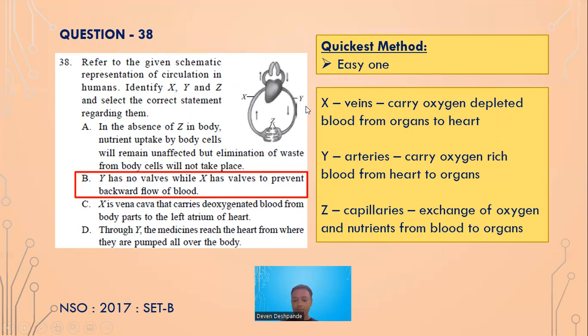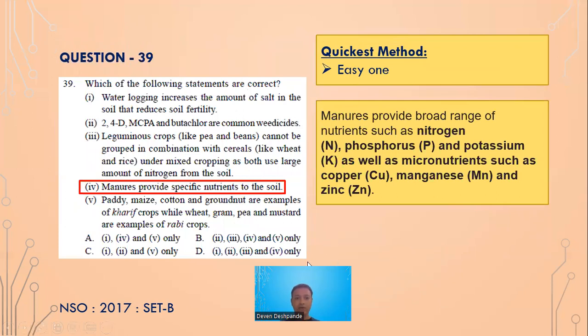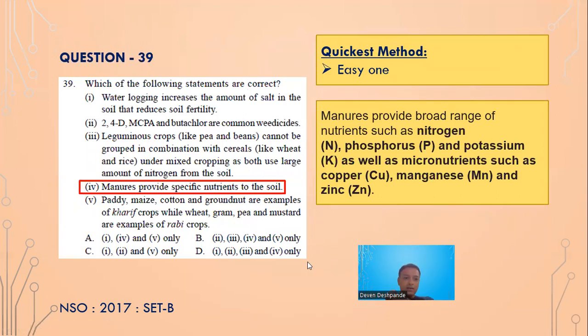So next one, which of the following statements are correct? So the correct statement is manures provide a broad range of nutrients to the soil, isn't it? What are the nutrients? Such as nitrogen, phosphorus, potassium, and micronutrients such as copper, manganese, and zinc. All these are provided by manures.